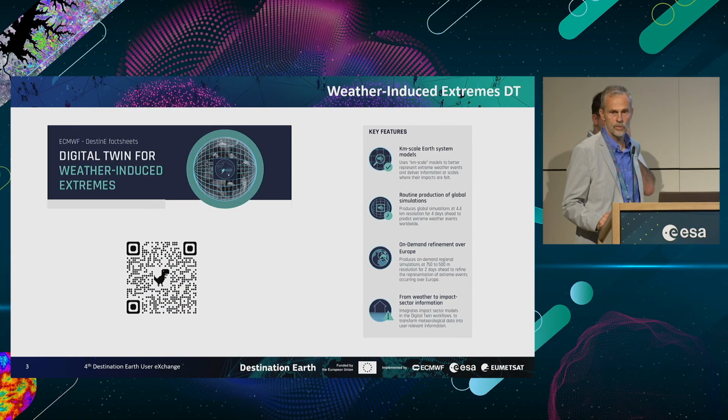And I have the same again for the weather-induced extremes DT. This one points to a fact sheet where you can see the key features and how the data is being provided for the weather-induced extremes DT. This one is run daily, or scheduled daily, and it provides you data for 4 days in the future. Later this year the on-demand version is also coming, but maybe Thiago or Niels can tell you more about that over coffee.